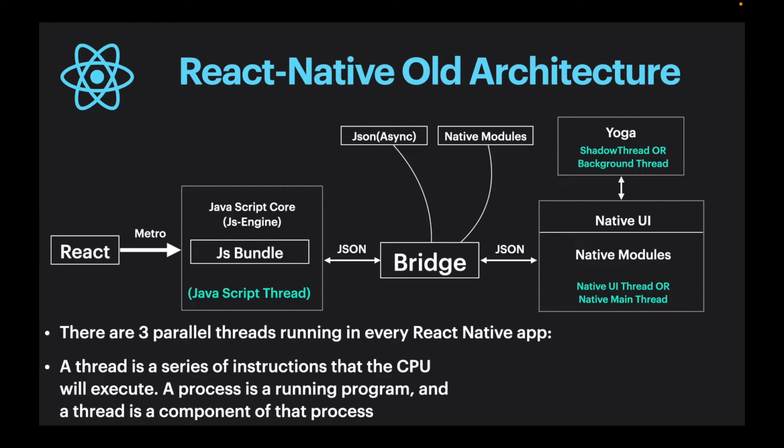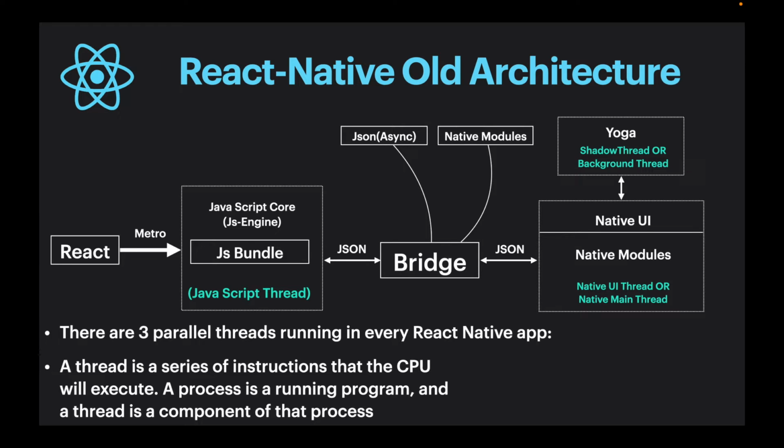Here the complete diagram of the React Native architecture is shown. This is the old architecture diagram. After React Native 0.68 we are using the new React Native architecture. But before understanding the new architecture, we should have knowledge of the old architecture. We will discuss the differences in our next lecture, but in this lecture we will discuss the old React Native architecture. There are three parallel threads running in every React Native app.